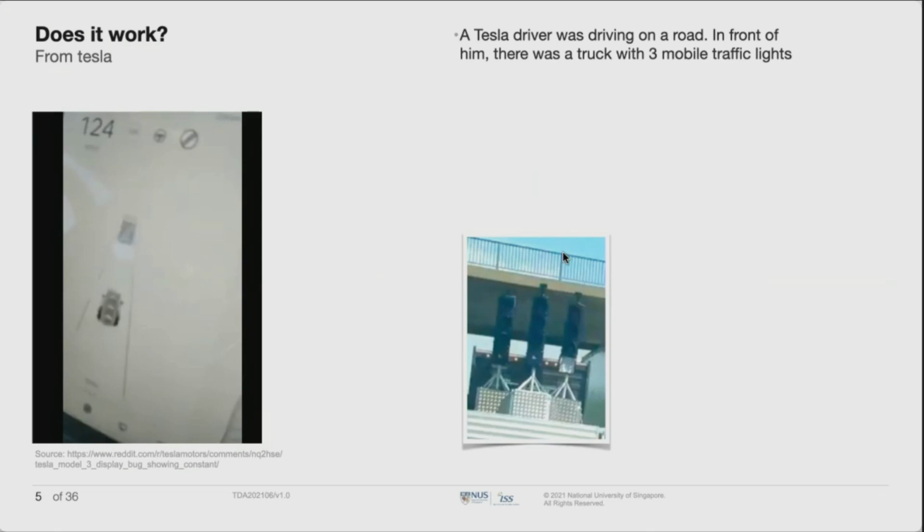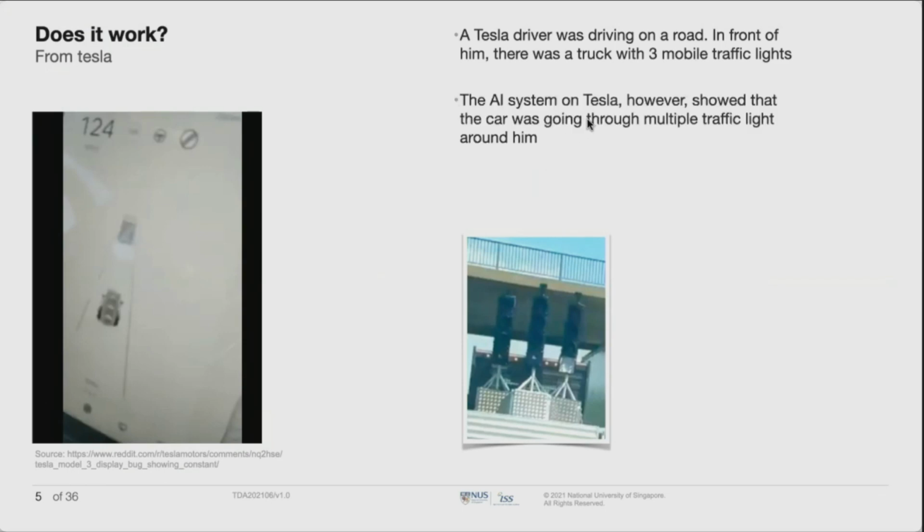Well, that was pretty normal. Nowadays, Tesla has an AI that can identify what is on the road and display it on a screen. It looks something like the one at the bottom left in this slide. Now, with that truck in front of the Tesla, the AI system on Tesla, however, showed that the car was going through multiple traffic lights around him. The whole output looked as though a lot of traffic lights were flying towards the car.